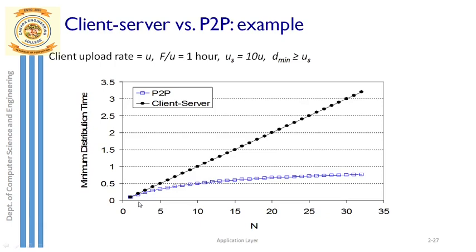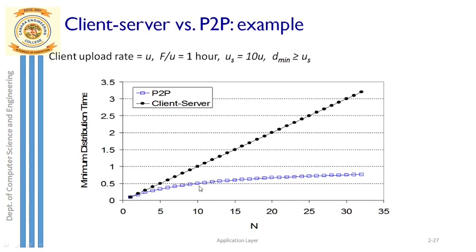When the number of clients became 2, slowly our distribution time also increased. Again, when it became 3, distribution time increased. When it became 5, it became 0.5 distribution time. Similarly, as the number of clients increased to around 33 or so, the total distribution time became more than 3. So your graph started increasing linearly; distribution time increased as the number of clients increased.